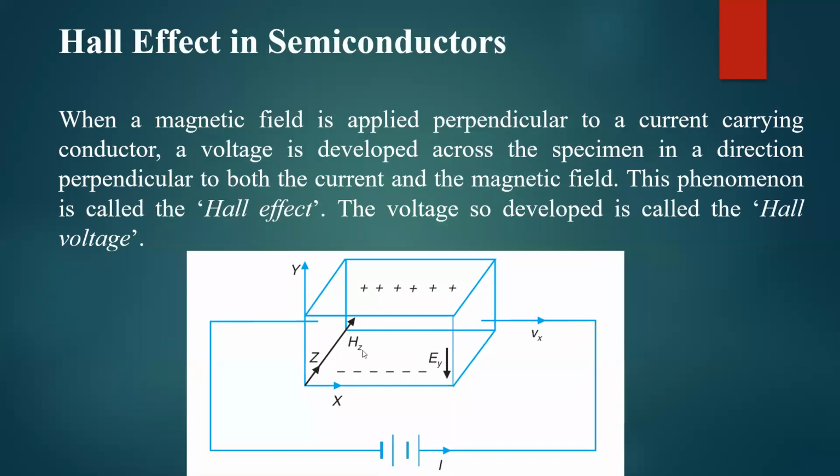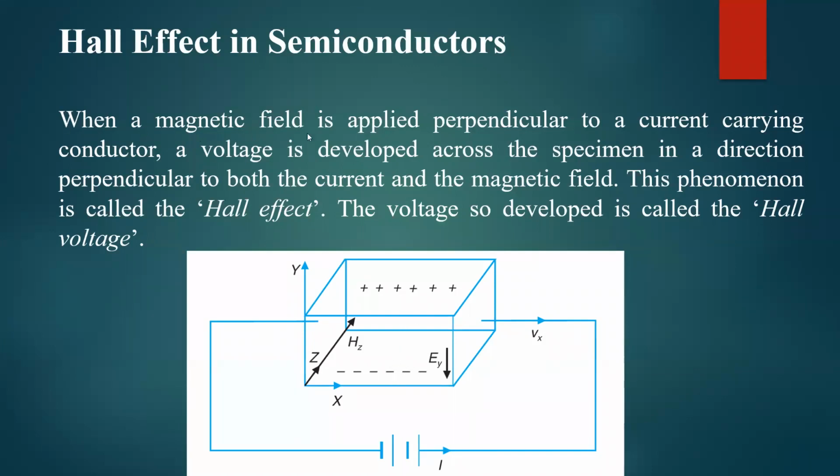That means if you apply the electric field and magnetic field perpendicular to one another in a semiconductor, then along the direction perpendicular to both this electric field and magnetic field, a voltage is going to be developed, and that voltage is called the Hall voltage. The effect is called the Hall effect.